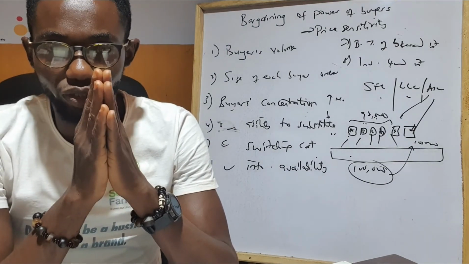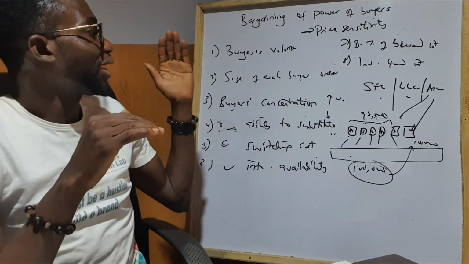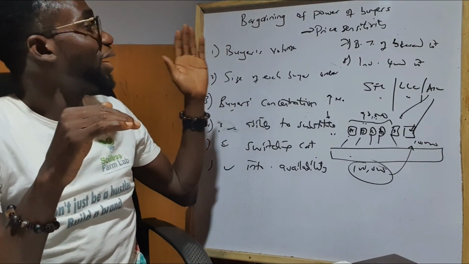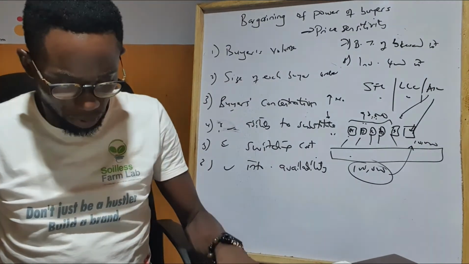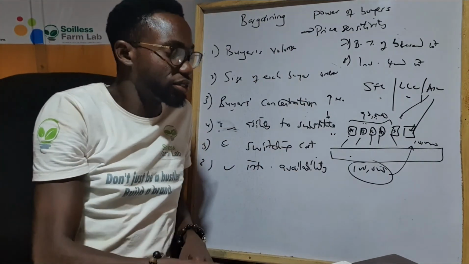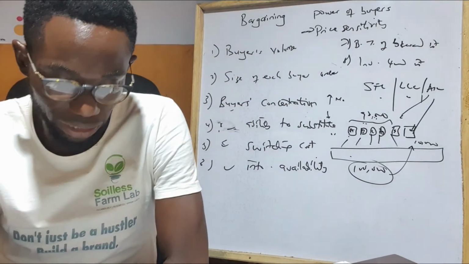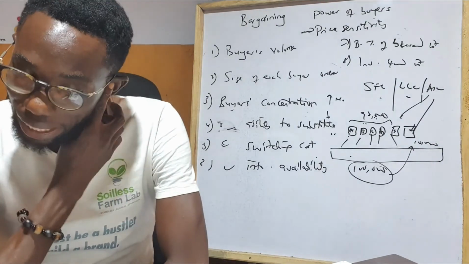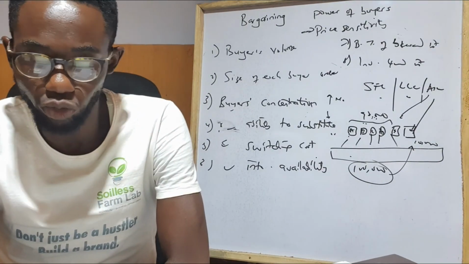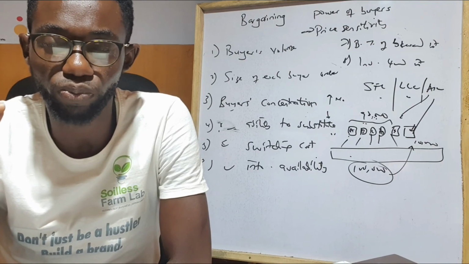So I hope we understood this class on the bargaining power of buyers. So all of these things give our buyers the power. In our next class, we'll be looking at the threat of substitute products or services.